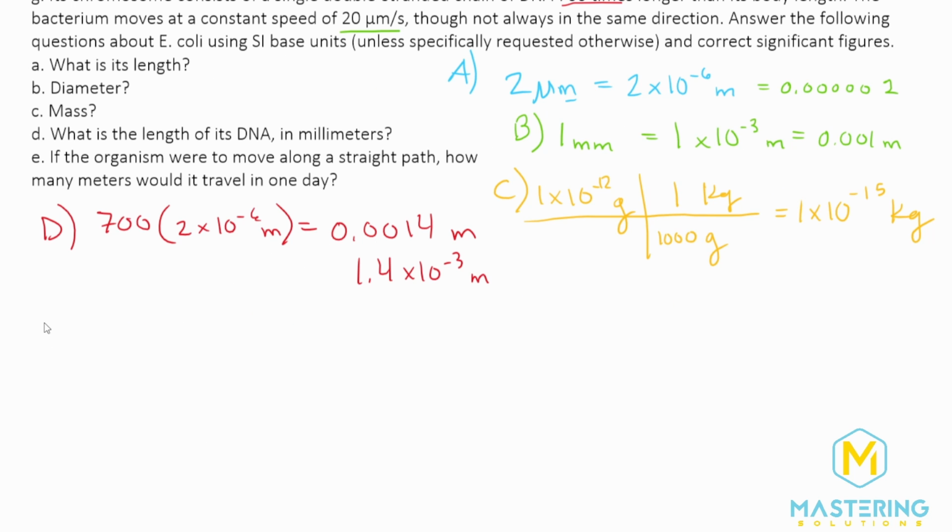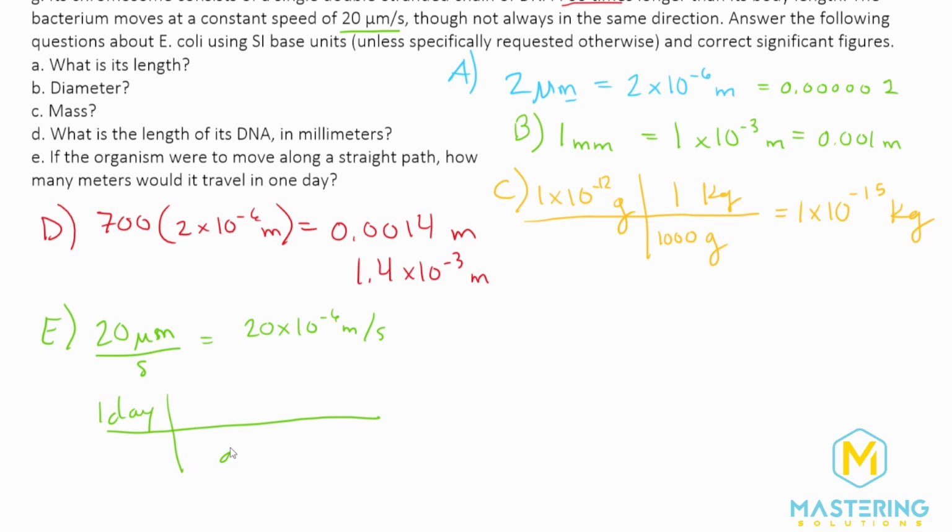All right, and so now last one for part E, they want to figure out how far it can move in one day if it were to just move in a straight line at this speed right here of 20 microns per second. So let's put this into SI base units. So we have 20 microns per second. And we can change the micron to 10 to the negative 6. So we have 20 times 10 to the negative 6 meters per second. And now we need to move the time, which they tell us is a day, into SI units of seconds.